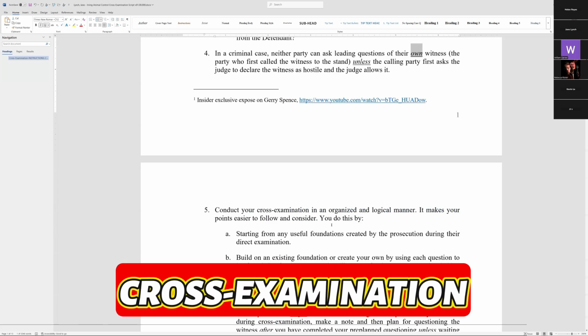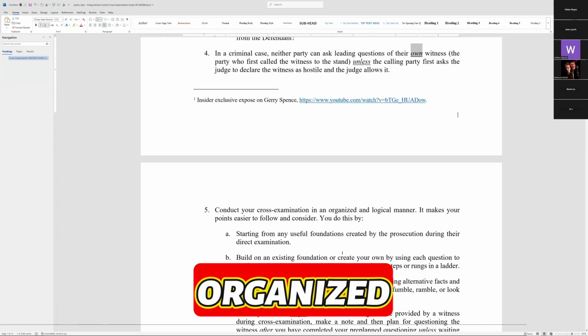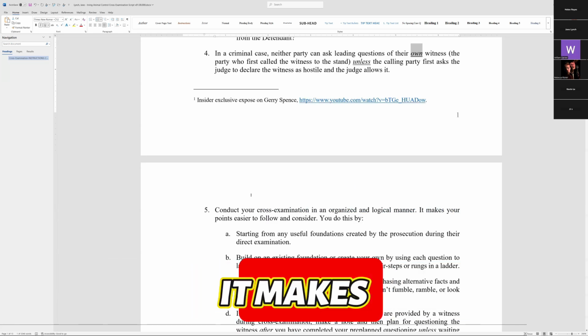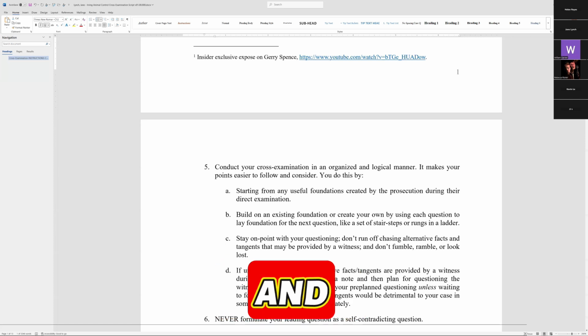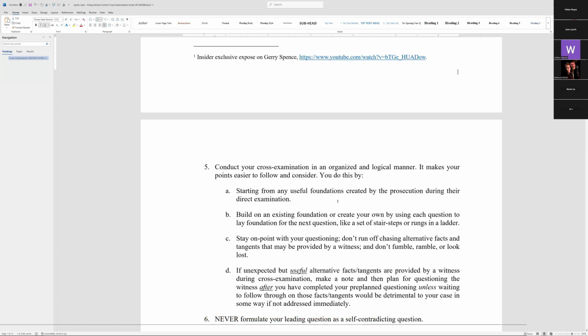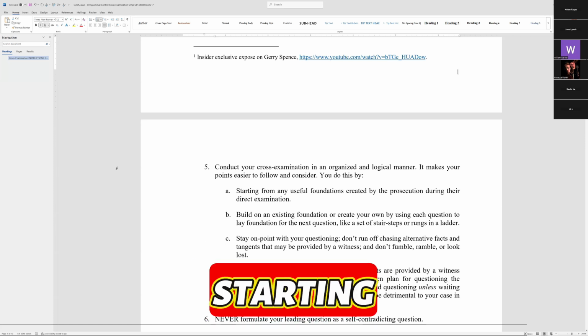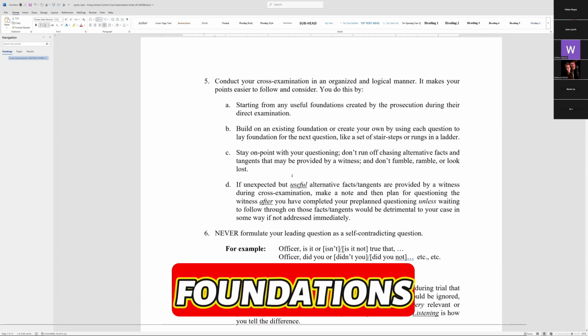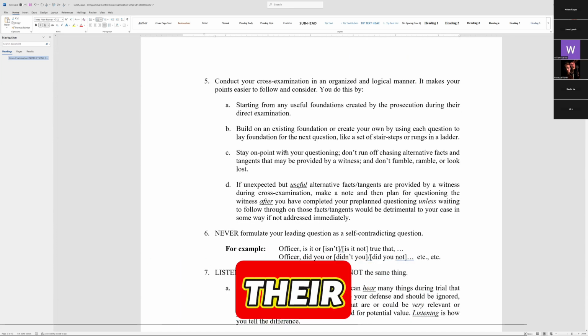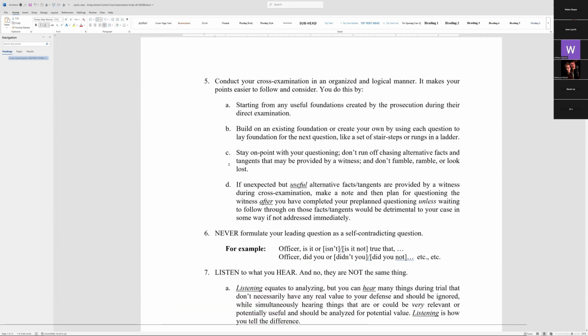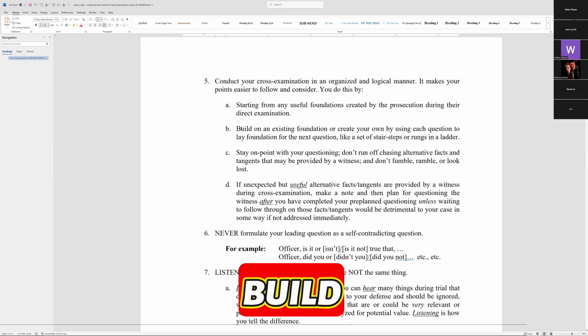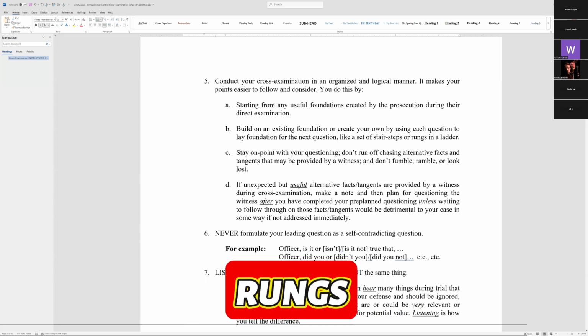5, conduct your cross-examination in an organized and logical manner. It makes your points easier to follow and consider. You do this by A, starting from any useful foundations created by the prosecution during their direct examination. B, build on an existing foundation or create your own by using each question to lay foundation for the next question, like a set of stair steps or rungs in a ladder.